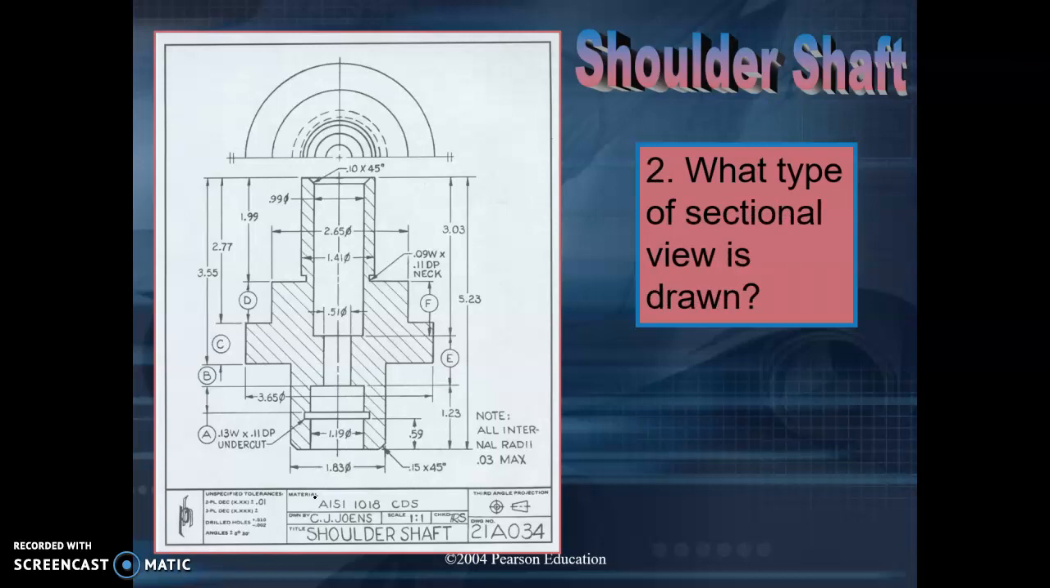What type of sectional view is drawn? If we look at the bottom view, it's a section view. We see section lines on the left, section lines on the right, section lines on the top, section lines on the bottom. It's sliced all the way through, from top to bottom, side to side. This is a full section view.